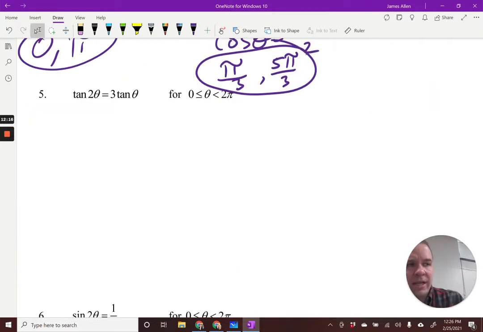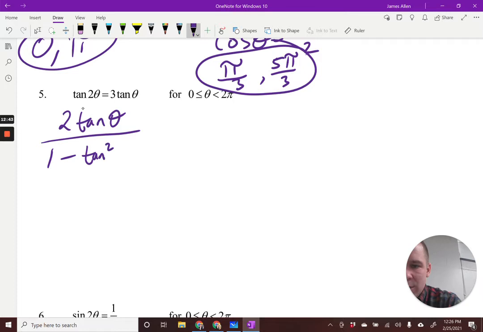Next one here. And again, I'm trying to keep things moving quickly here, just to keep our video length down. Hold up. Tangent now? We're doing tangent now? I'm excited. All right. So tangent of 2 theta, let's address that first. That's 2 tangent of theta over 1 minus tangent squared theta, and that's going to equal 3 tangent theta.